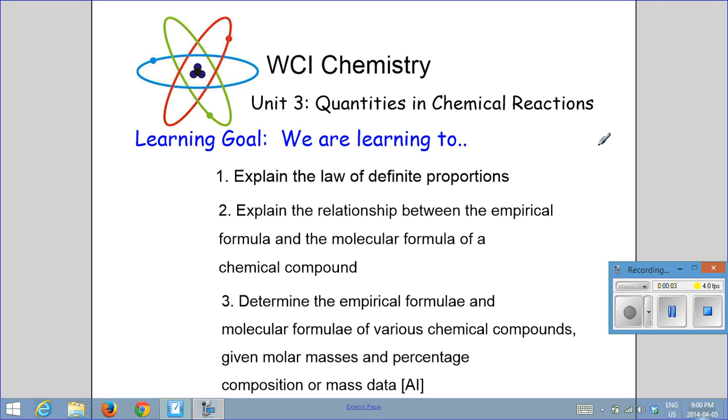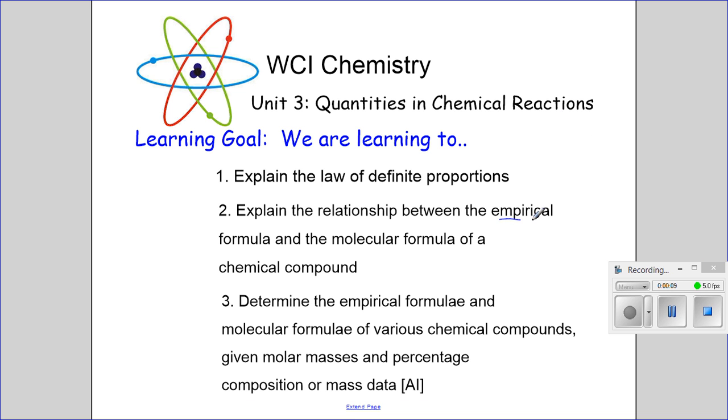Today what we're learning about is quantities and chemical reactions. We are focusing on learning the empirical formula today and also the molecular formula. You already know the law of definite proportions, and you know that it relates to something called the percentage composition of a compound. So once we know the percentage composition of a compound, we're going to turn it into something called the empirical formula, and then finally we're going to turn it into the molecular formula. This is what I'm going to show you how to do today.